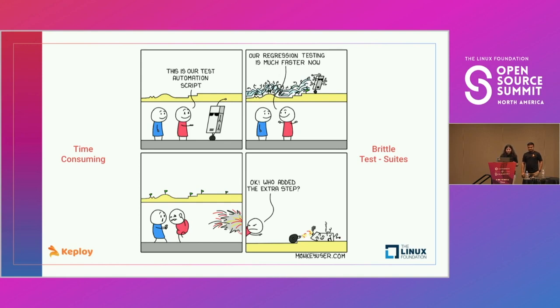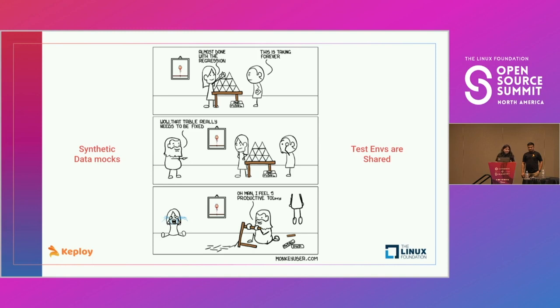It also had the problem of writing synthetic data mocks, which were not really close to real-world scenarios. And people had shared test environments in our team. So if somebody changed anything in the test environment, maybe a database or a configuration, the rest of the team's test automation suite starts breaking, right? So again, that was a brittle approach that could not work.